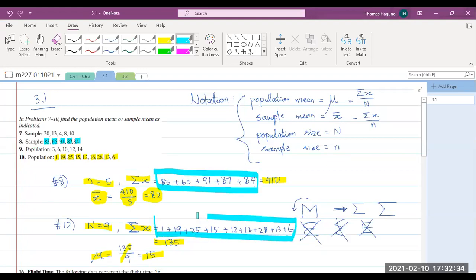Sometimes you worry about your time, right? Thomas, if I don't have time, then what can I skip? The one that I highlight in blue, you can skip that one. The one I highlight in yellow, you have to show me.